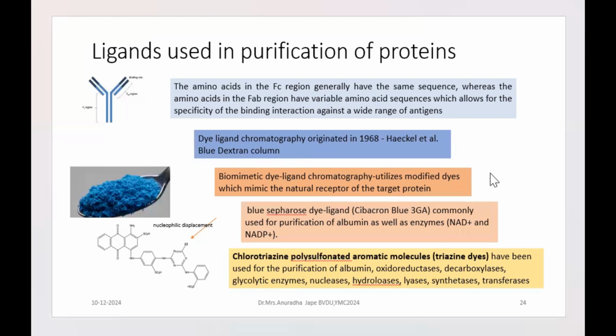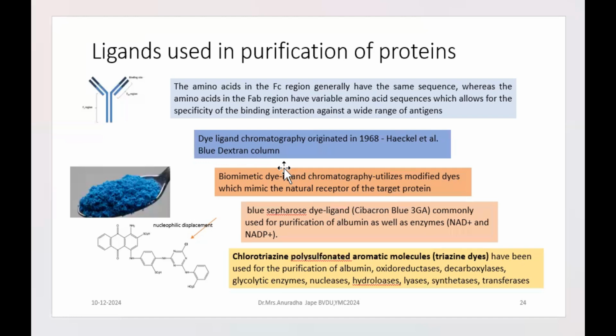What is it? Biomimetic dye ligand. Biomimetic, mimicry, you know, right? So it is not actual but very similar to that. Bio refers to biological molecules. So biomimetic dye ligand chromatography was developed. Whatever the nature of the natural receptor in the molecule, that can be mimicked. So you have the target protein, and it has a receptor which is going to interact with this dye ligand, right? In this case it is dextran blue. So the interaction is through a particular receptor.